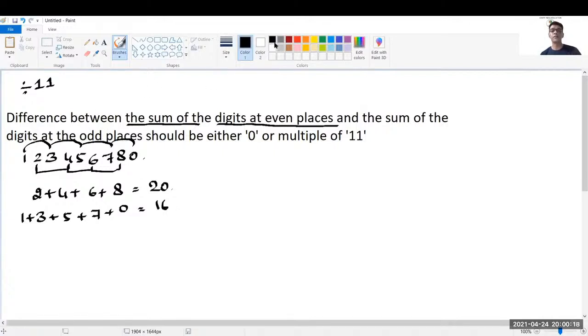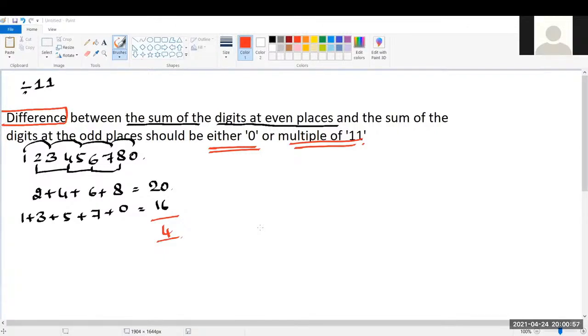What does the statement say? That the difference between them should be either 0 or a multiple of 11. Now this is 4. The difference is not 0. The difference is not a multiple of 11. That's why this number is not divisible by 11. Did you guys understand?